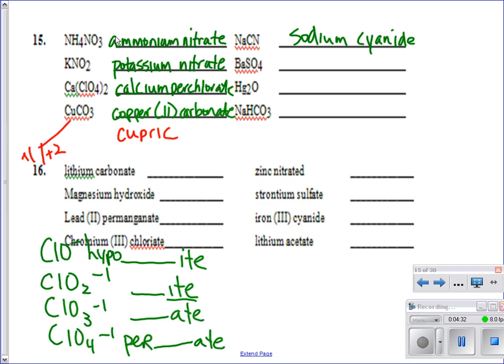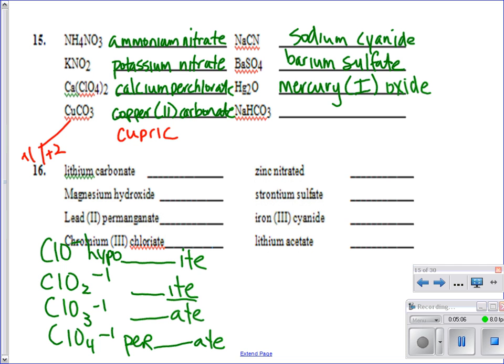All right, ionic or covalent? Ionic. Does barium have more than one charge? Nope. So what do we call it? Barium sulfate. The next one, ionic or covalent? Ionic. Does mercury have more than one charge? Yep. What's the charge on this mercury? Or mercurous? What's the last name? Oxide.